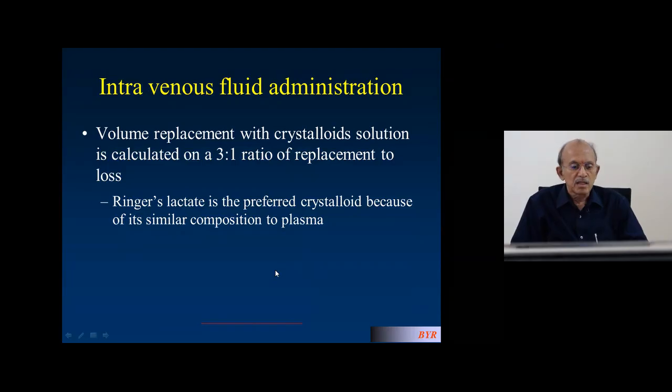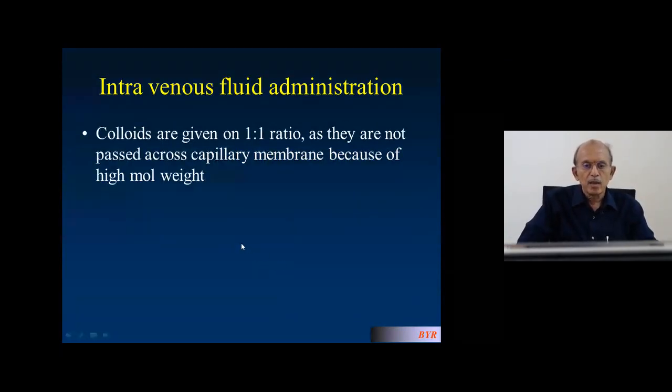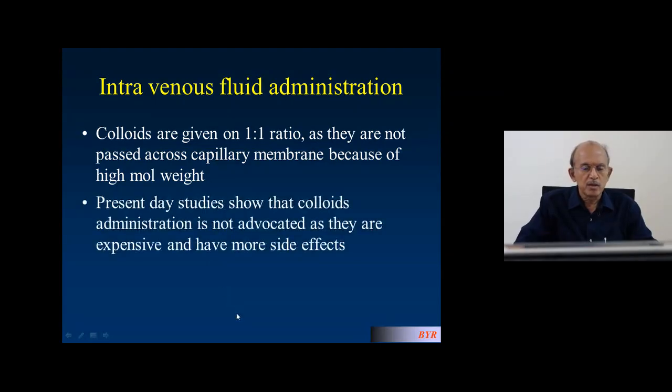Okay, let's come back to the topic, volume replacement. Volume replacement initially should be done with crystalloid solution, preferably Ringer's lactate, because its composition is similar to that of plasma. It is given in a ratio of approximately 3:1, or 3 or 4:1. If you choose to give colloids, you must give in a ratio of 1:1, as they do not pass across the capillary membrane because of their high molecular weight. Present day studies show that colloid administration is not advocated as they are expensive and have more side effects.